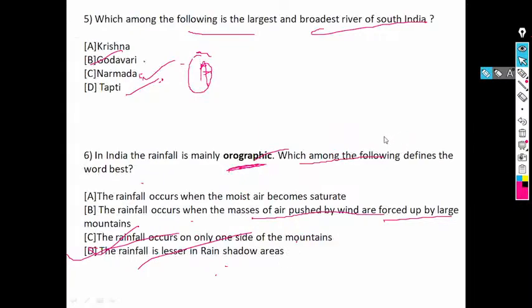Rainfall occurs when the masses of air pushed by the wind are forced up by the large mountain. I'm sorry, change D, look at B also, B is more accurate. Okay, so the answer is B for Bombay. The rainfall occurs when the masses of air pushed by the wind are forced up by the large mountain. So B for Bombay is the answer. Let's see.